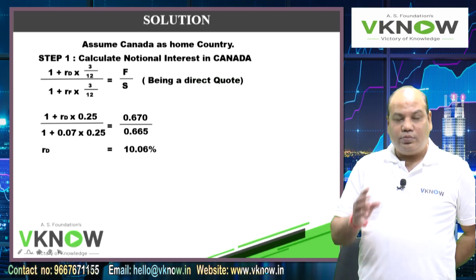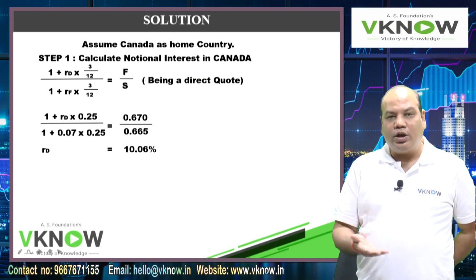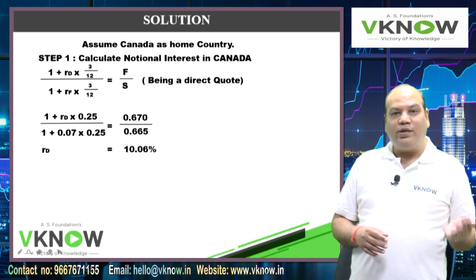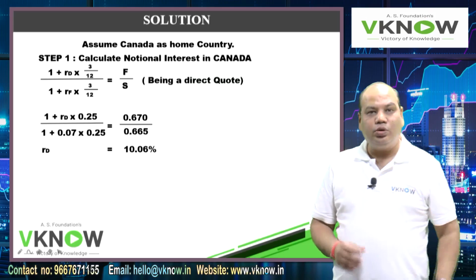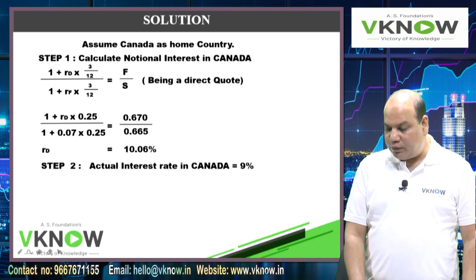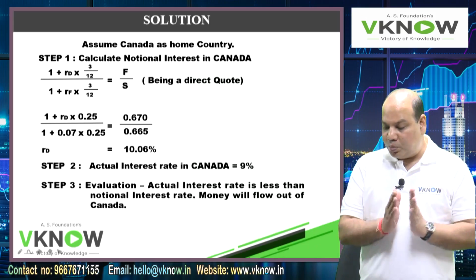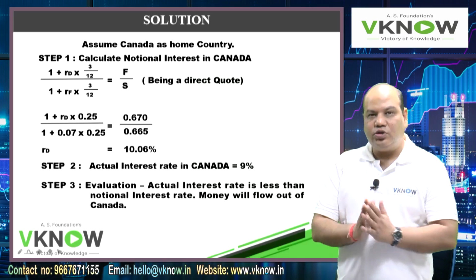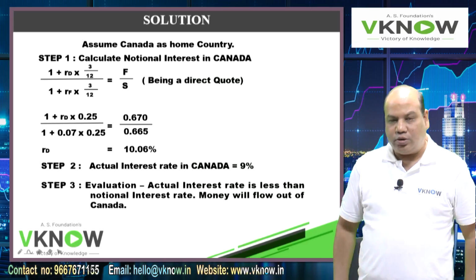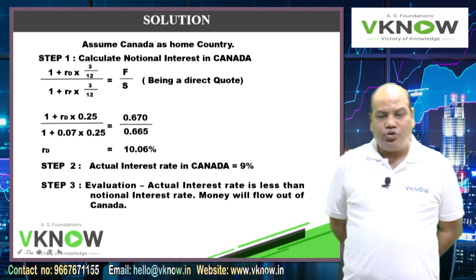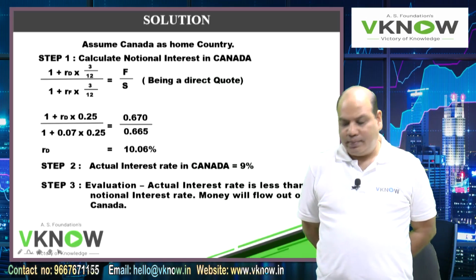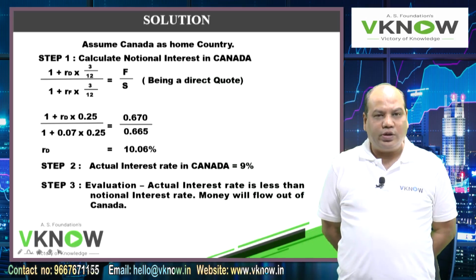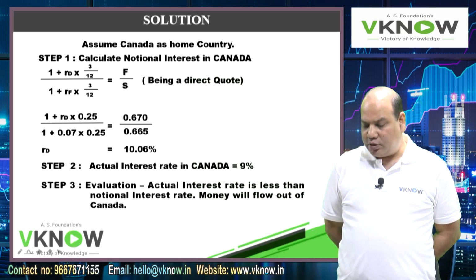So what will happen? Will money flow out of Canada or flow into Canada? If you offer less interest, money will flow out of Canada. So money will flow out of Canada means borrow in Canada and invest in Germany. So step number 2, write down: actual interest rate in Canada is equal to 9%.